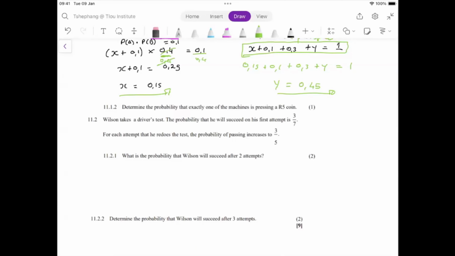Okay, what do we need here? We need a tree diagram to attempt this question. Okay, now for us to be able to attempt this, we're going to have the options passing and failing. So I'll say this is failing and this is passing.